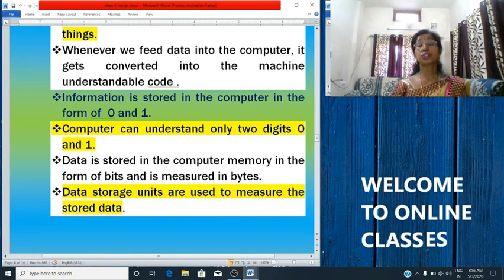We use data storage units like a file is of 24 KB, 2 MB, 1 GB, like this. Now, a computer understands only one language, that is machine language or binary language. It consists of only two numbers. Which are the two numbers? 0 and 1.